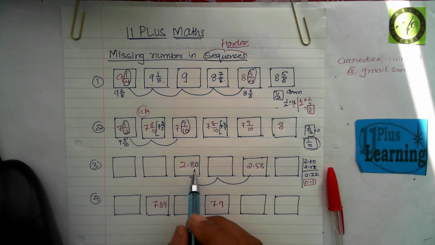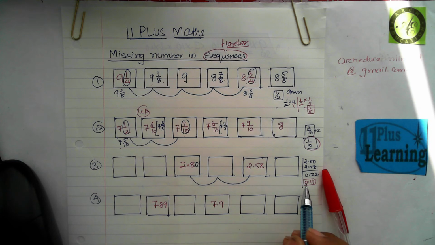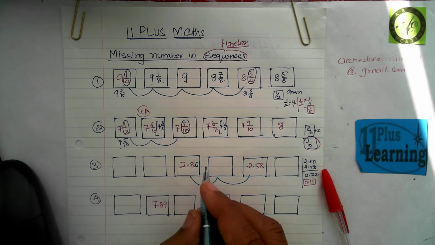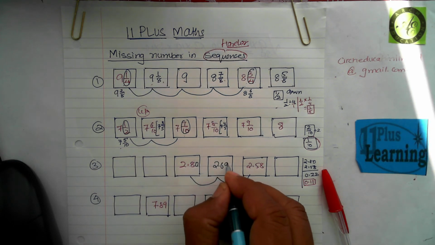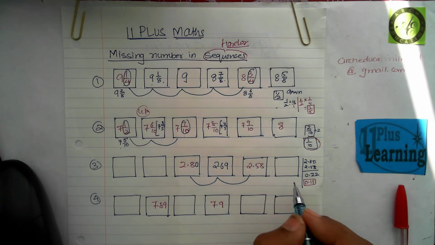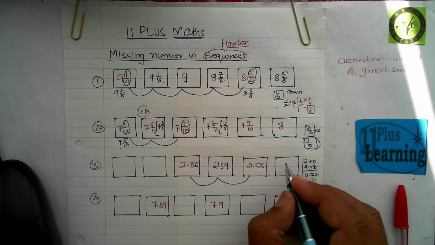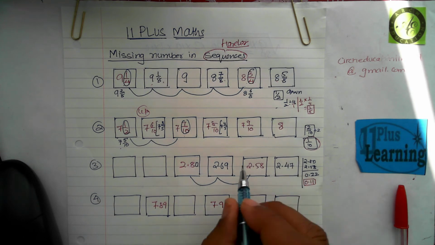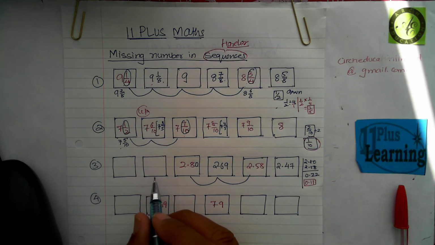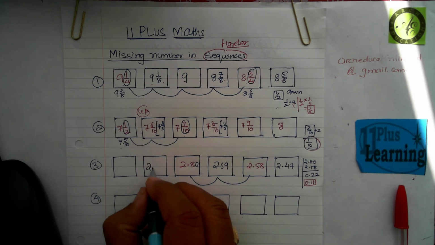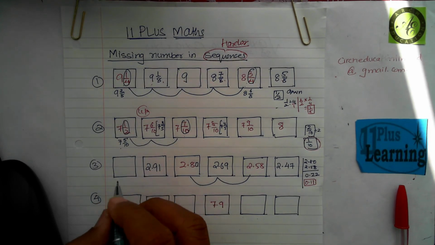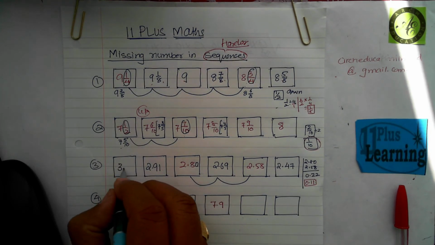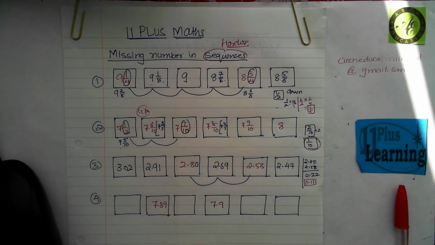Okay, 2.80 going down in 0.11, that means take away 11 from 80, gives you 2.69. Okay, 2.58 going down in 0.11, that gives you 58, take away 11 is 2.47. On the other side, when you go this way, you have to add them. That gives you 2.91. 11 adding to this as well, that gives you 3.02. Brilliant.